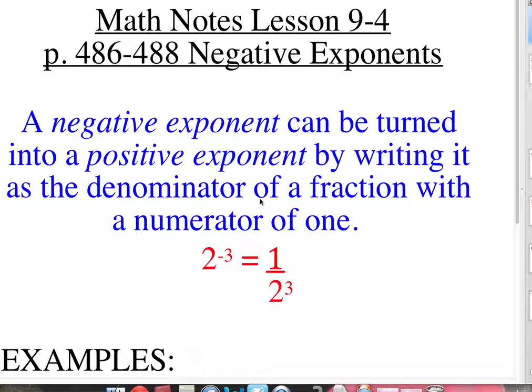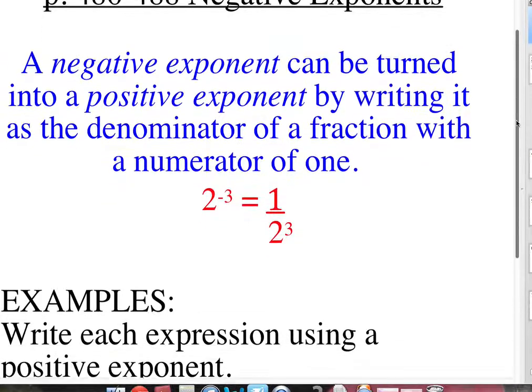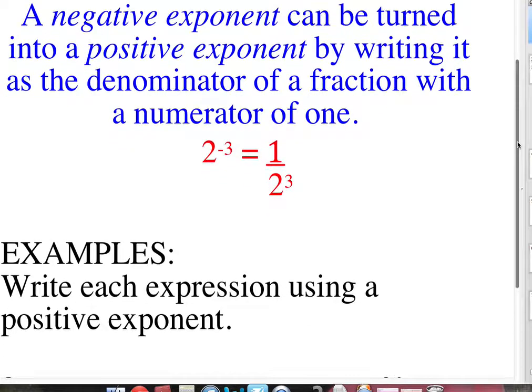So here's what it says in blue. A negative exponent can be turned into a positive exponent simply by writing it as the denominator of a fraction with a numerator of 1. Oh boy, that sounds confusing. Well, it really isn't. You're about to see. I have an example here in red. We have 2 with a negative exponent on it. 2 to the negative third power.